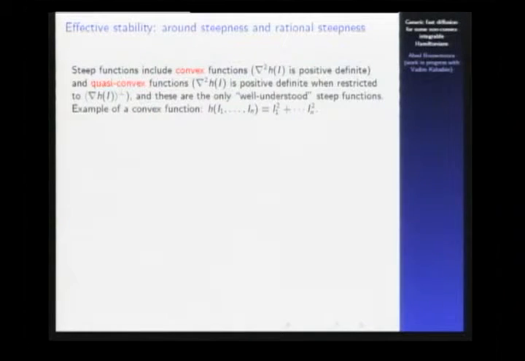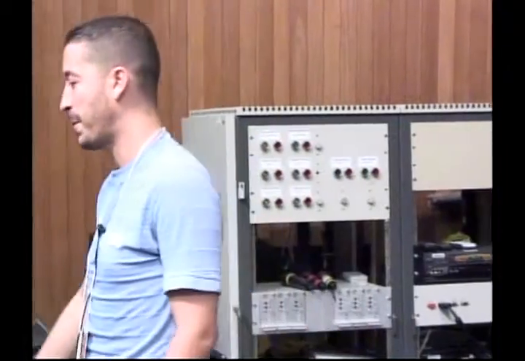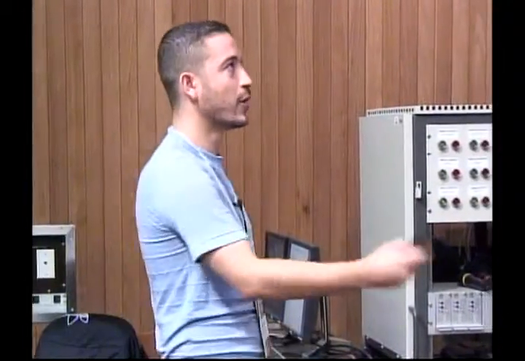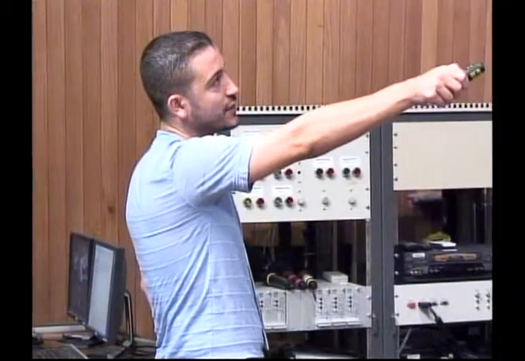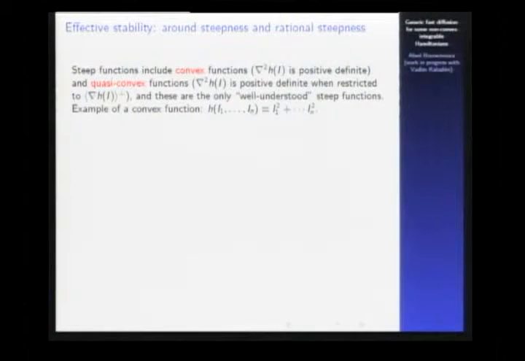Here is an example of a convex function. I just want to give simple examples to keep in mind. I should say that when I say convex function, like many other people, it should be strictly uniformly convex. Uniformly means that the convexity bound is independent of the point where you are, and this has to be strictly positive definite.